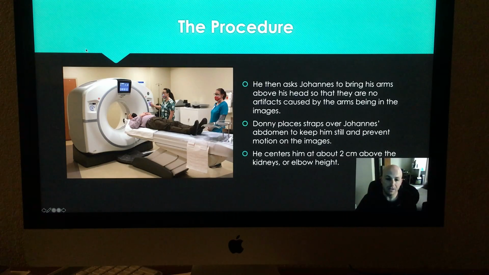Okay, so he then asks Johannes to bring his arms above his head so there are no artifacts caused by the arms being in the images. Donnie places straps over Johannes' abdomen to keep him still and prevent motion on the images, especially since there's going to be multiple series. He centers at about 2 centimeters or an inch above the kidneys and about elbow height. And I just want to point out in the picture, of course, that he's backwards and that's a head scan. So, yeah, again, it's just a nice stock photo.